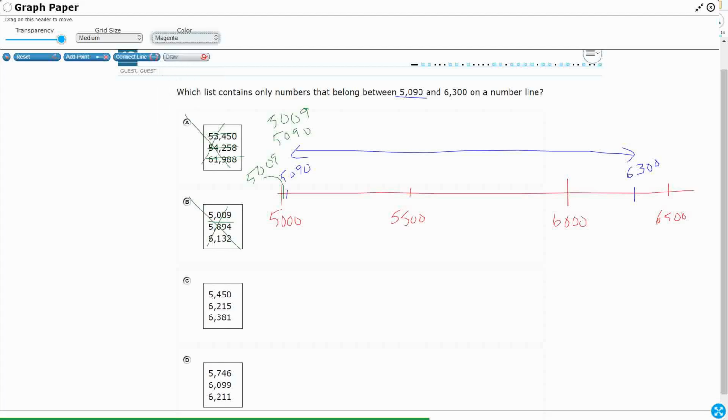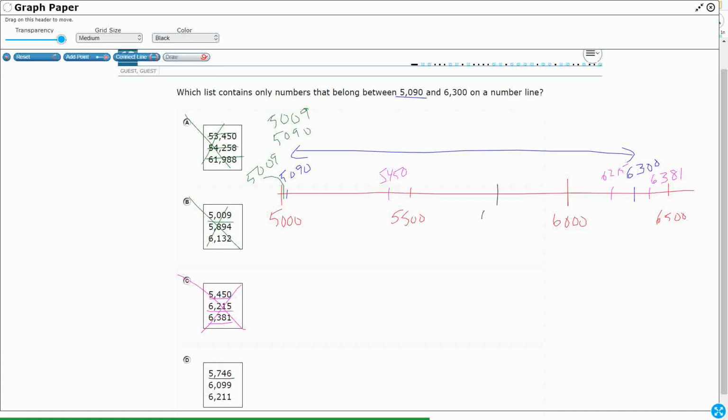Let's see what I got for C. 5,450. All right, so that's going to be right around there. 5,450. 6,215 right in front of it. Okay, so we're good so far. 6,381. Look, it's outside because it's 81 more than 6,300. So it's not that. So it needs to be D.